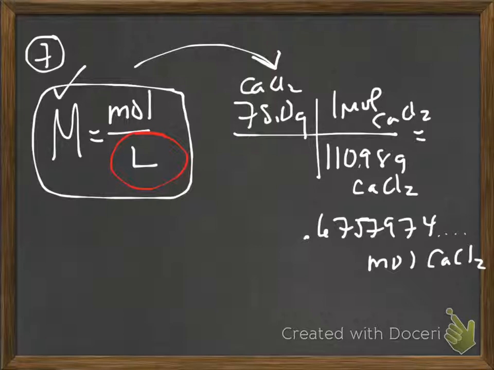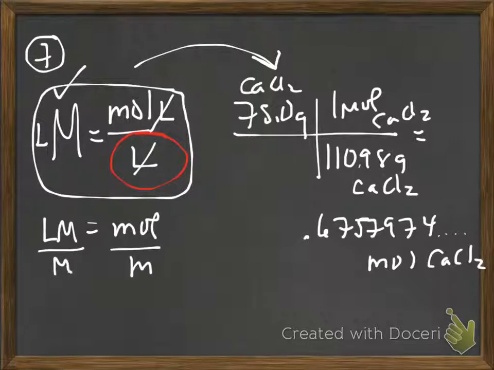So, I trip over my feet unless I do it the long way. I pretty much always do this. Multiply both sides by that. I have L times M equals moles. Then I can divide both sides by molarity. And then I have my solution. Because I screw it up too. So do your algebra. Do your algebra.